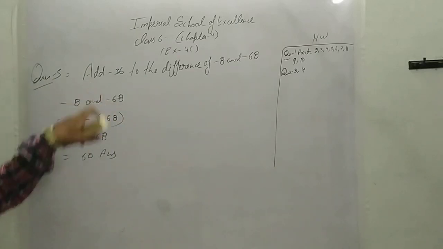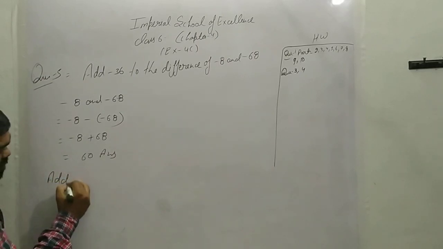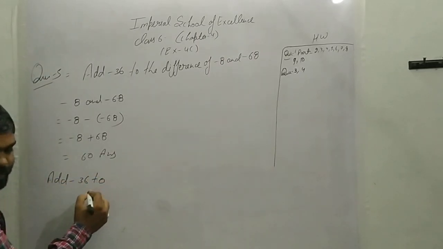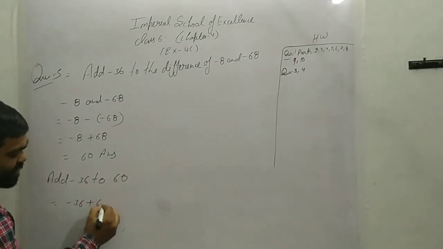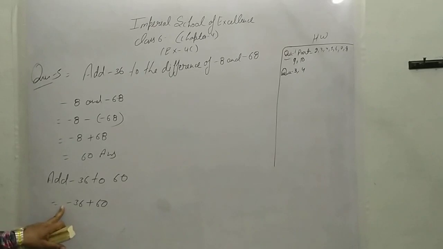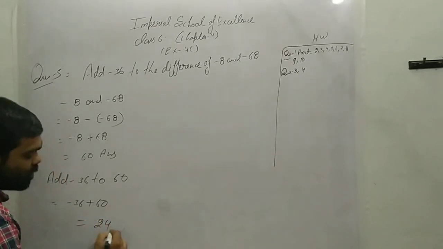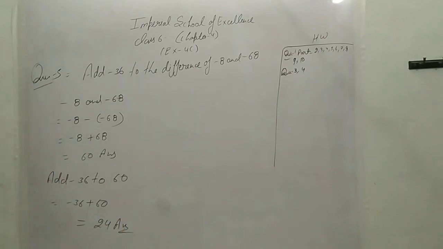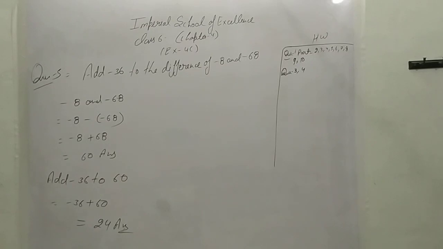Now you have to add this difference in -36. Add -36 to 60. So -36 plus 60 equals to 24. This is your answer, minus plus 24, because I have told you the plus digit is greater in comparison of minus, so the answer would be plus 24.